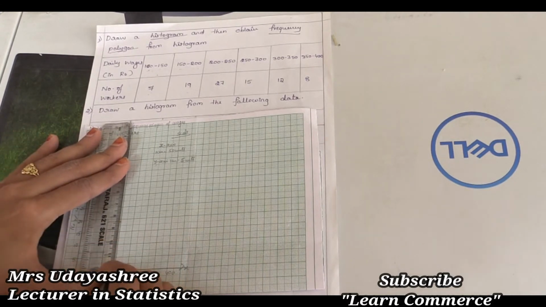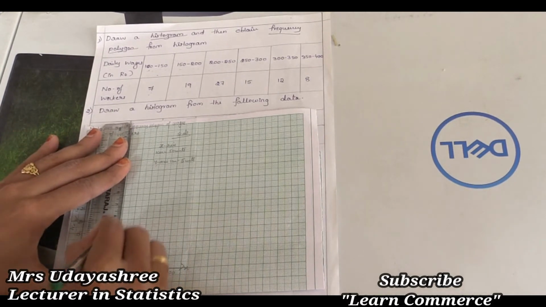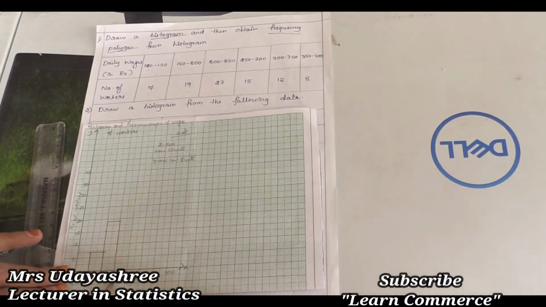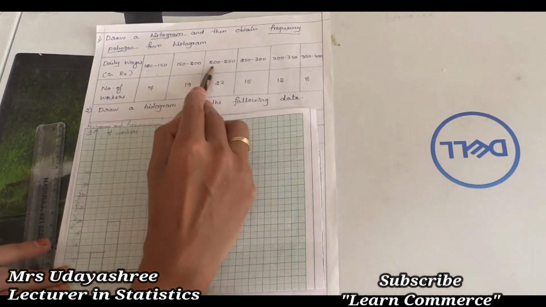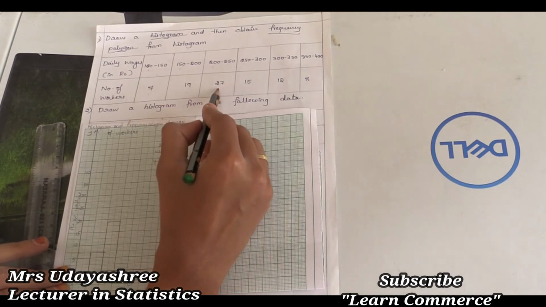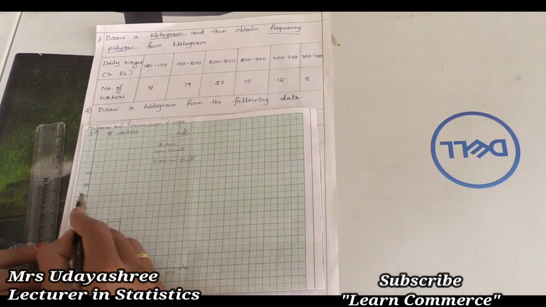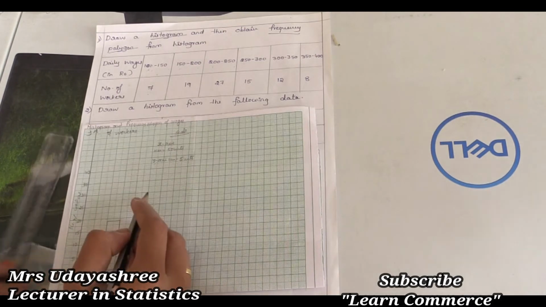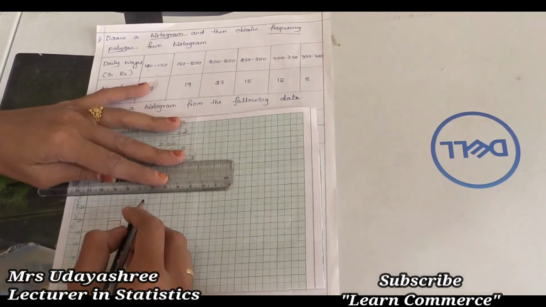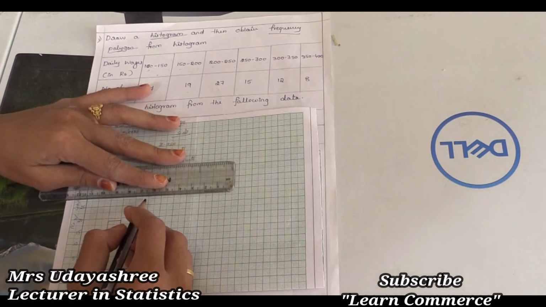Next, 200 to 250. See, 200 to 250 corresponding frequency is 27. So 25 is here, 30 is here, 27 comes here. So here we need to draw one rectangle like this.